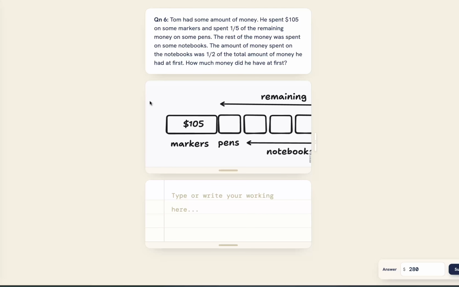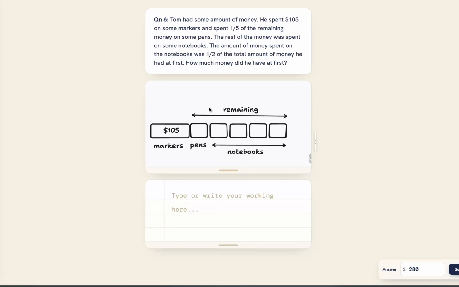So I drew a model. We know that we spent $105 on the markers, and then we have the remaining. The question says we spent 1/5 of the remaining on some pens. So we have one unit, that is the pens, and the rest of the money was spent on some notebooks. That means we have 4 units left for the notebooks. The amount of money spent on the notebooks was half the total amount he had at first. Even if you draw this, you might still not be able to solve it, so you need to understand this statement over here.